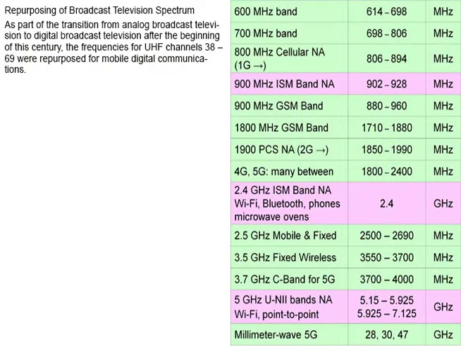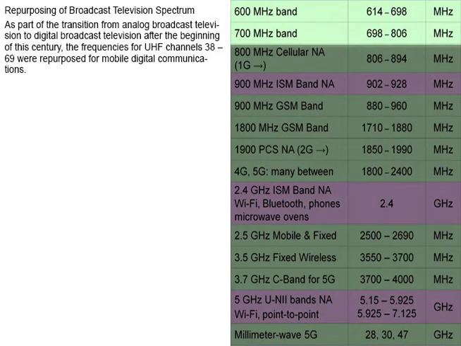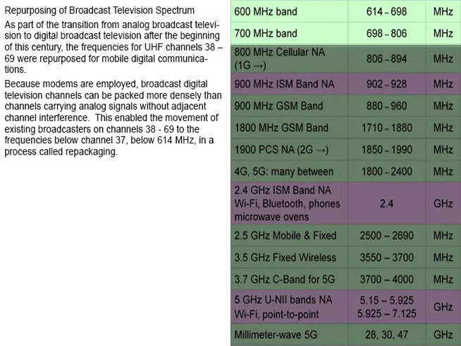As part of the transition from analog broadcast television to digital broadcast television after the beginning of this century, the frequencies for UHF channels 38 through 69 were repurposed for mobile digital communications. Because modems are employed, broadcast digital television channels can be packed more densely than channels carrying analog signals without adjacent channel interference. This enabled the movement of existing broadcasters on channels 38 through 69 to the frequencies below channel 37, below 614 MHz, in a process called repackaging.